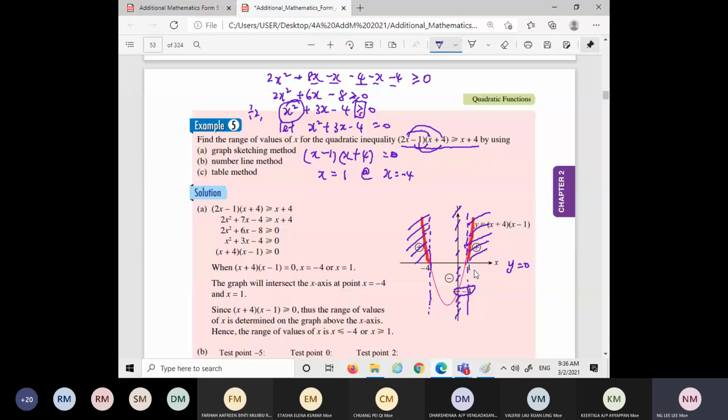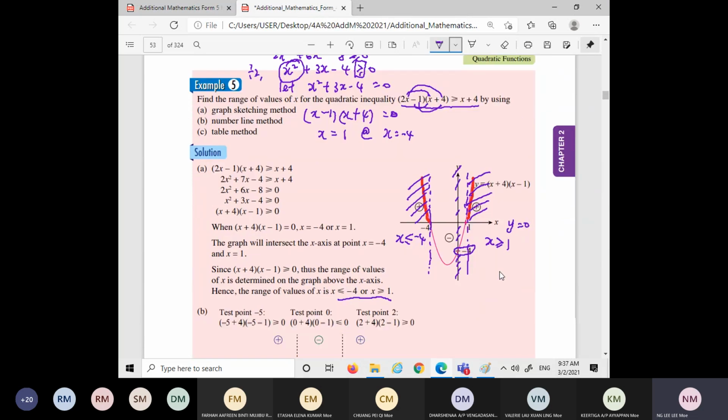Therefore, you analyze: for this part, x is greater than 1, and for this part, x is smaller than -4. But remember, because the question has an equal sign, your answer should have an equal sign. So this is the answer. This is the first method, the graph sketching method.